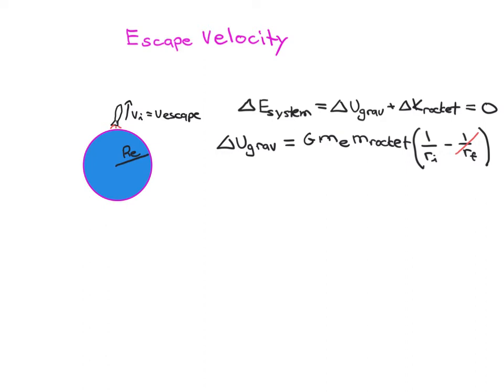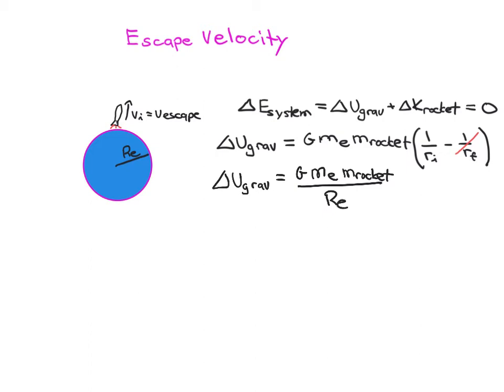And not only that, but we're going to assume that we start right on the Earth, right near the Earth's surface. So r_i is going to be just the radius of the Earth. So for a rocket starting at the surface of the Earth and making it to infinity, the change in potential energy, which will be, of course, an increase in potential energy, is just given by G times the mass of the Earth times the mass of the rocket divided by the radius of the Earth.